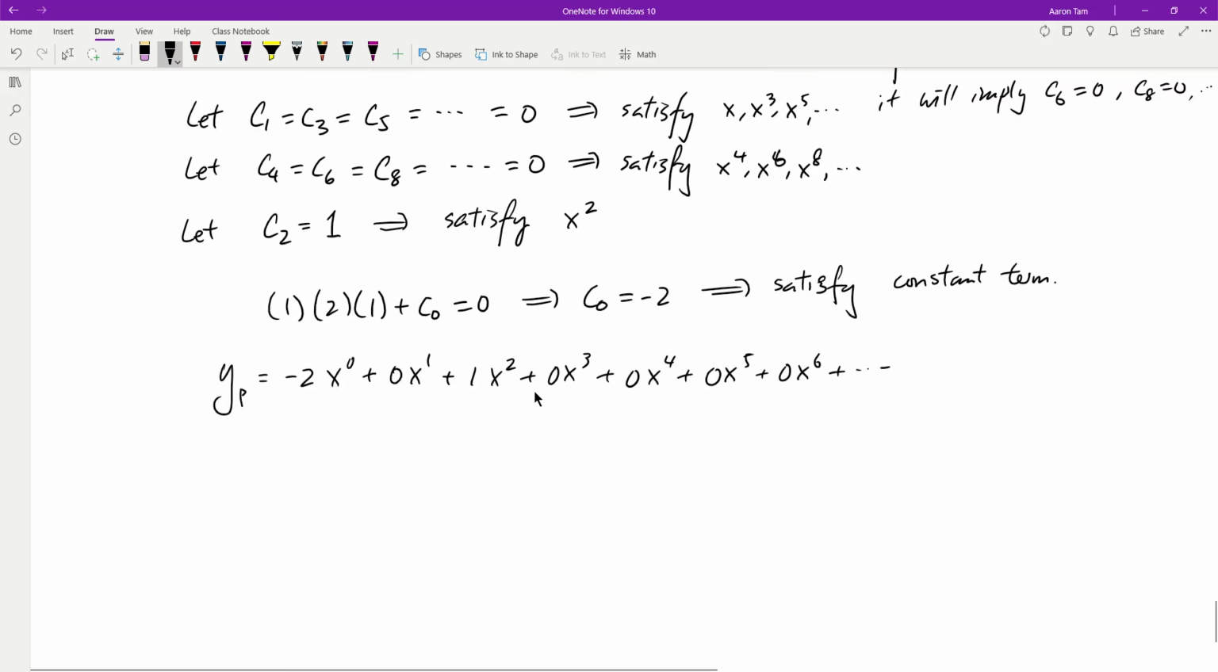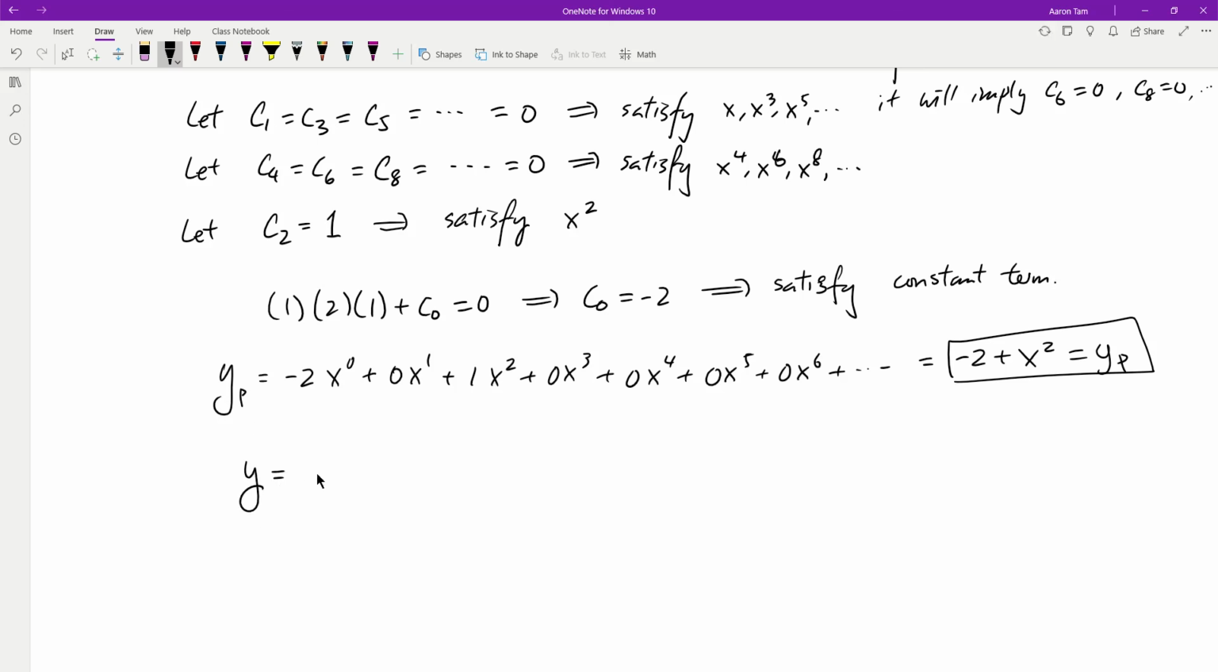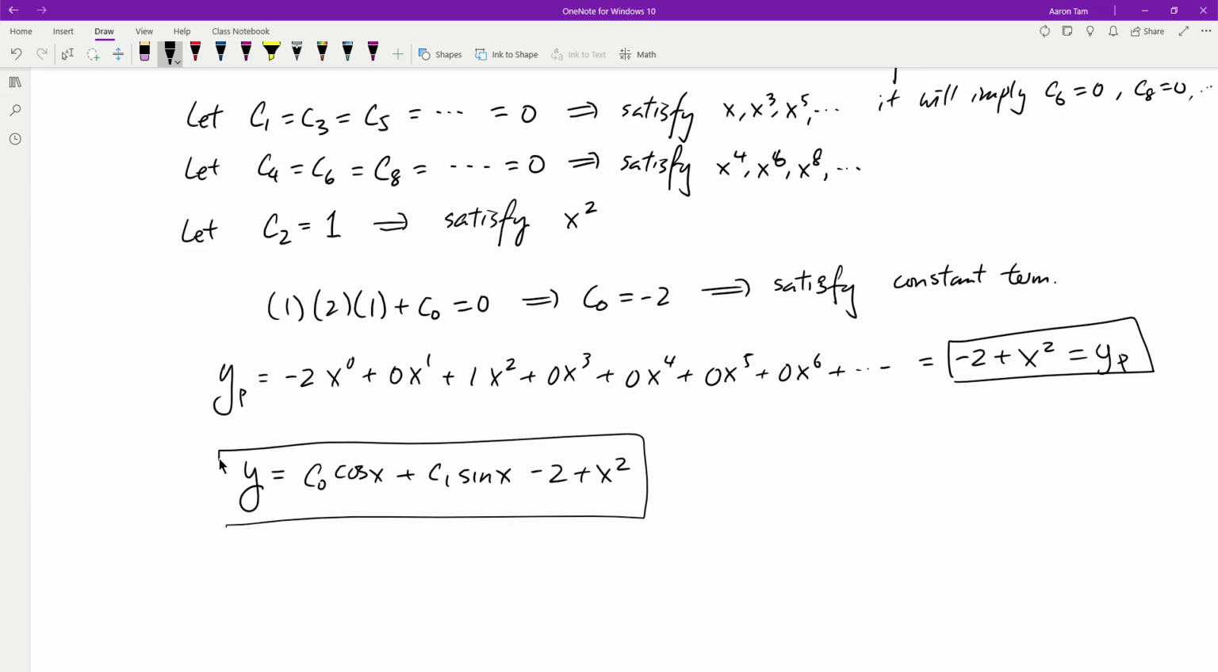So all the 0 coefficients just go away, leaving you with this. That is my y sub p. And therefore, our solution y equals c sub 0 cosine x plus c sub 1 sine x plus x squared minus 2. Actually, I'm going to write it as minus 2 plus x squared, since that's how I wrote my particular solution.